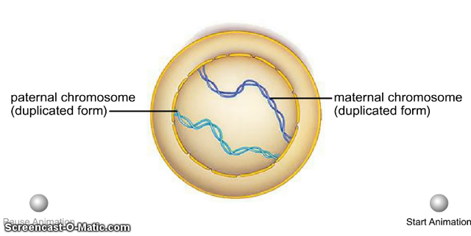Okay, so what you see here is a cell. In the cell, the nucleus, we have two chromosomes. Each of the chromatids has been replicated into sister chromatids. So you have a maternal chromosome with two identical strands and a paternal chromosome with two identical strands. Those are from the father, these are from the mother.